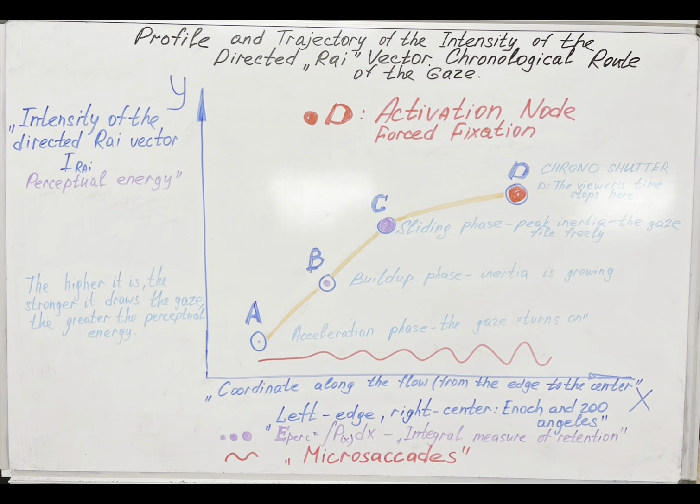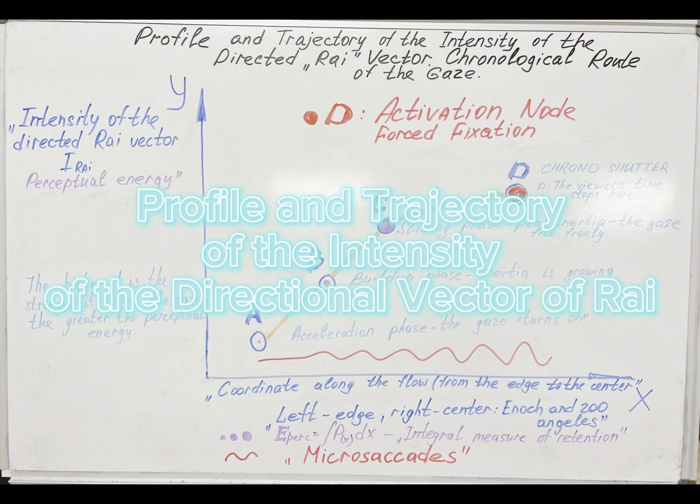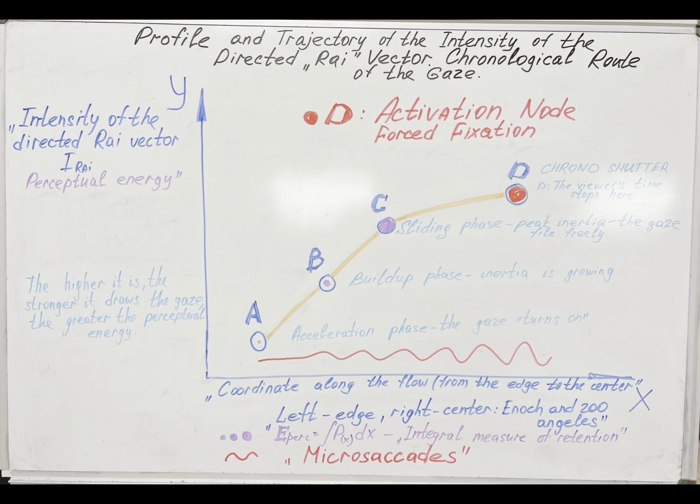Entrance into the temporal architecture. Before you is the official field diagram of the profile and trajectory of intensity of the directed vector stream ray. The graph records not a static, flat image, but a managed chronoroute of the gaze, forcefully programming the subjective time of the observer in front of the canvas Enoch and 200 angels.